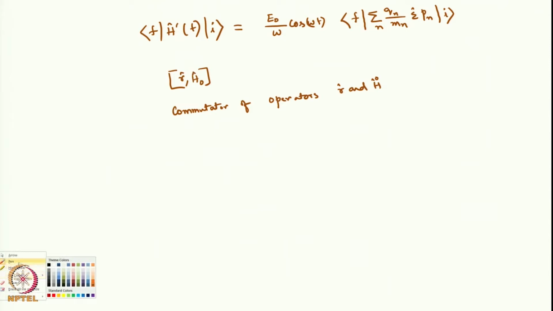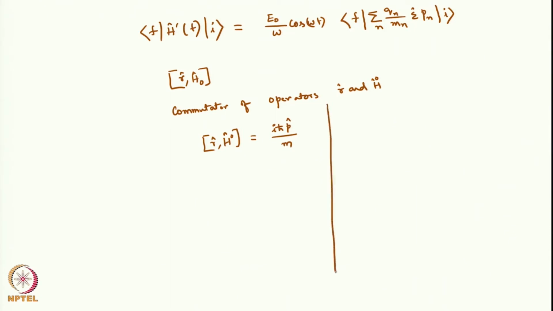Right. Now, this commutator [R, H naught] can be evaluated to be i h bar p by m. Okay. Now, I am going to take a small detour and try to evaluate this commutator, but always remember commutators are evaluated with respect to some function.